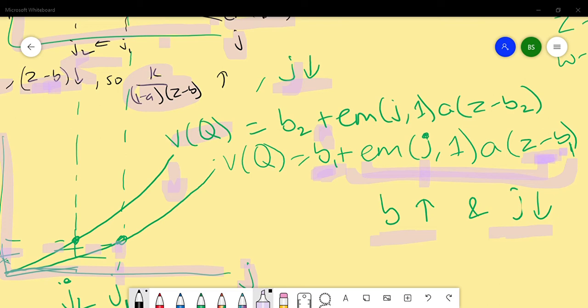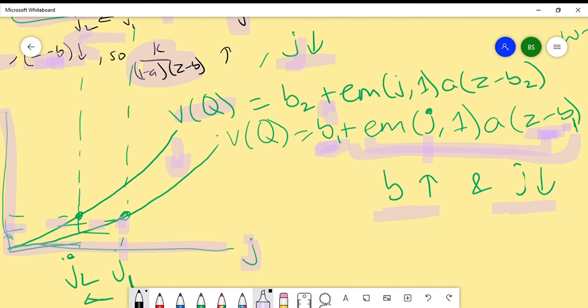What happened to J? I'm kind of confused here. If J decreases, so this entire thing, did I draw this correctly? Sorry, I'm going to have to quickly do something. I don't know if it's going to stop the recording. Increase in B. The thing goes up.